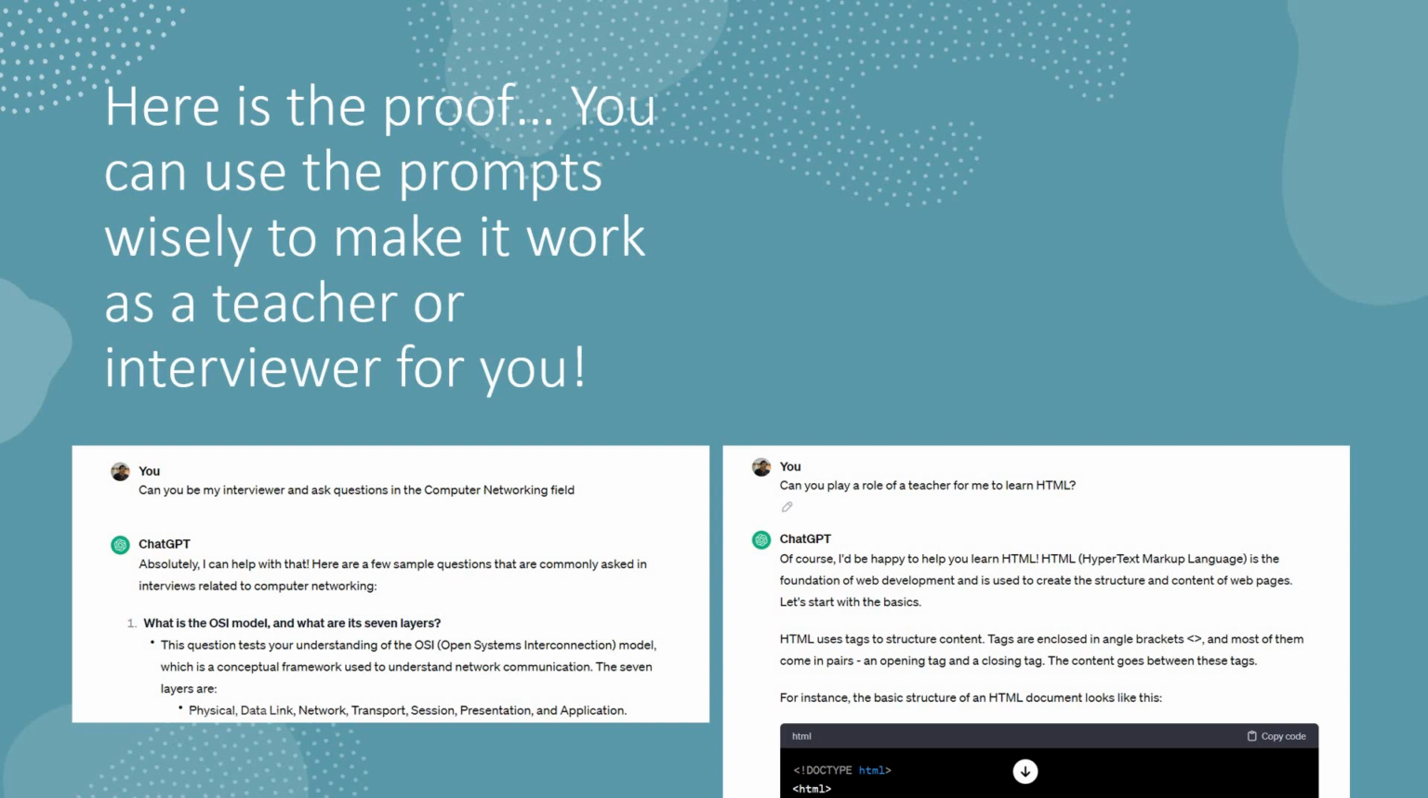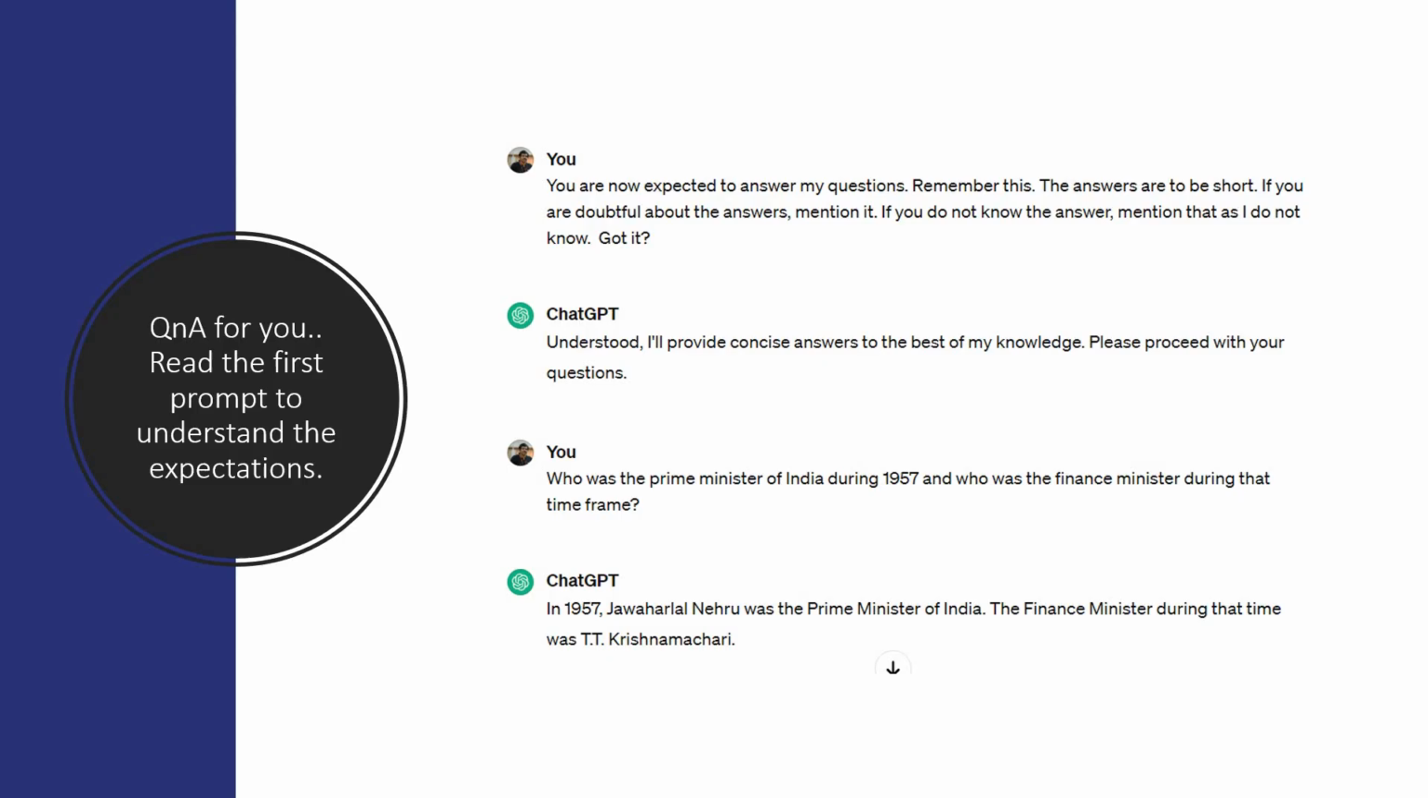And parallelly, you can see that I have asked it, can you play a role of a teacher for me to learn HTML? Then it started teaching me HTML with examples. So this is an amazing way that we can use ChatGPT for teaching us or making it play a role, which can help us enhance our skills. And secondly, it can go ahead and answer the questions that you are raising.